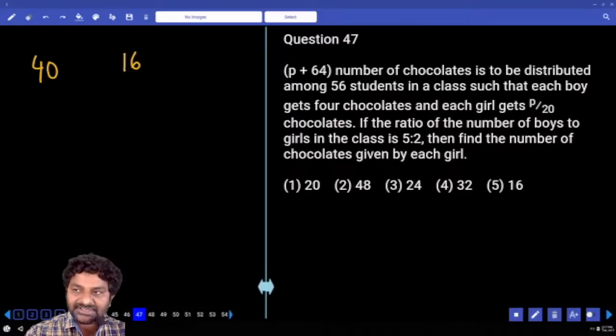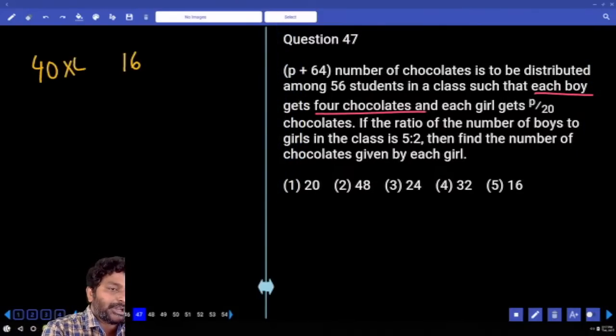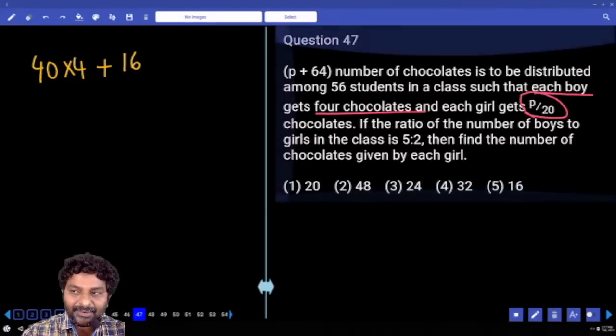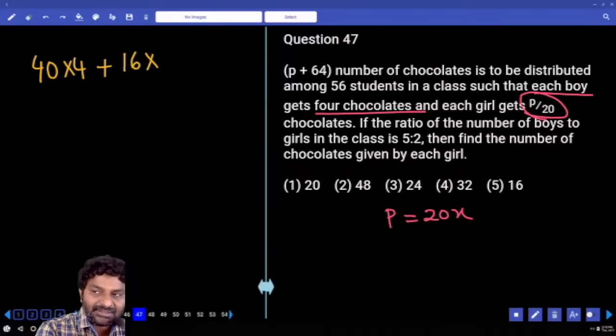Each boy gets 4 chocolates. Total number of chocolates distributed among boys is this much. And each girl gets P by 20x. P we treated as 20x. Is it okay? P by 20, in the sense, this number multiplied by x.